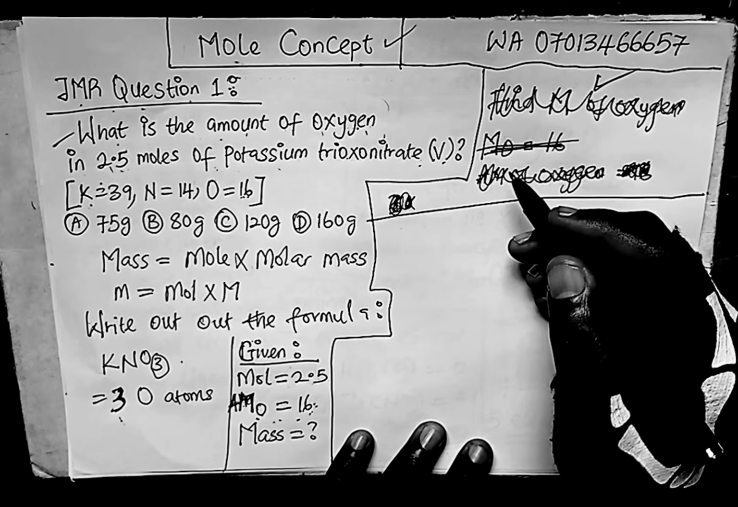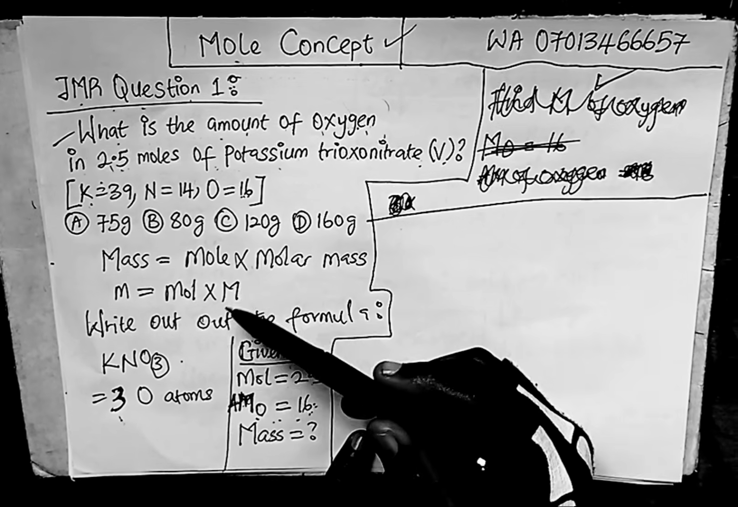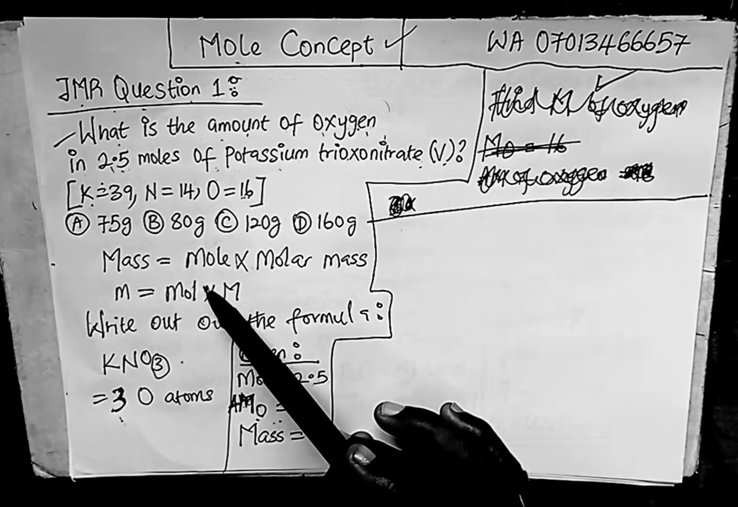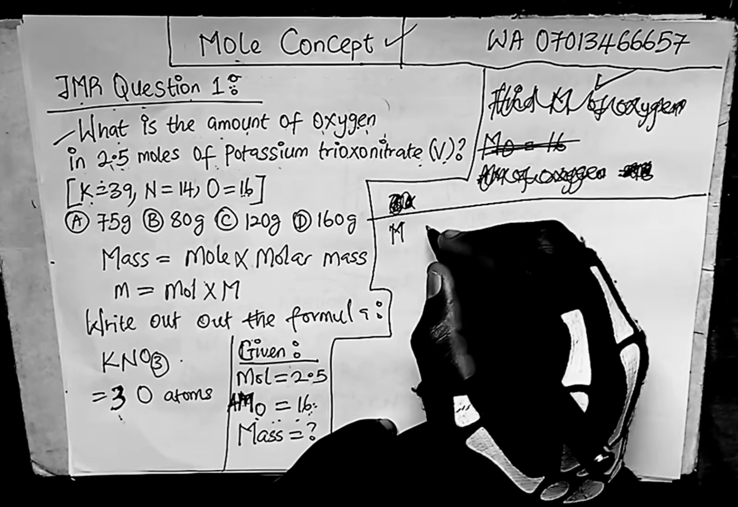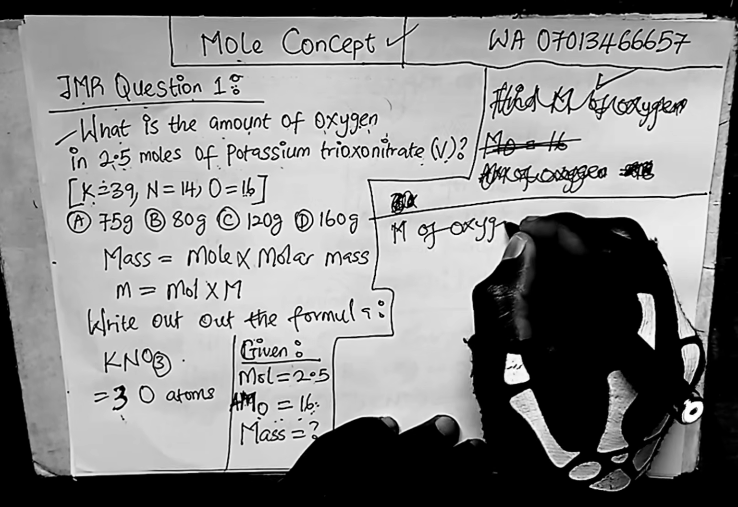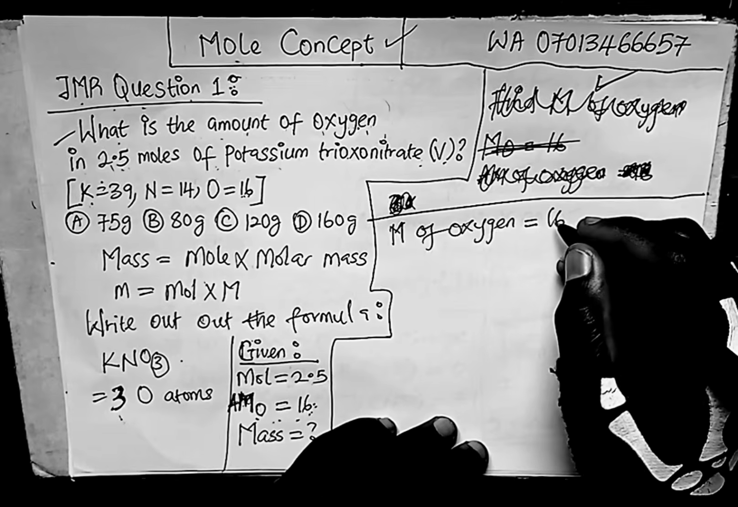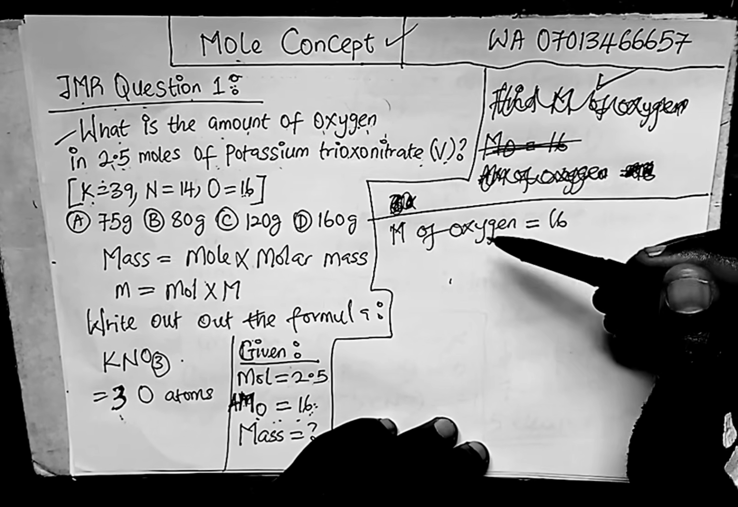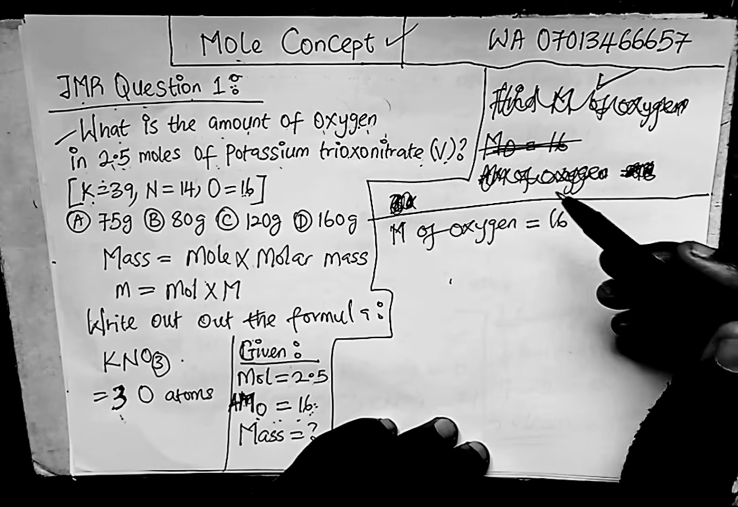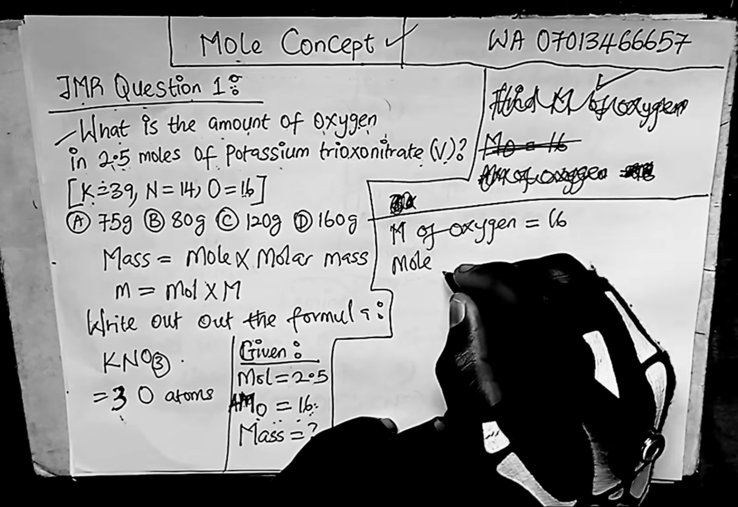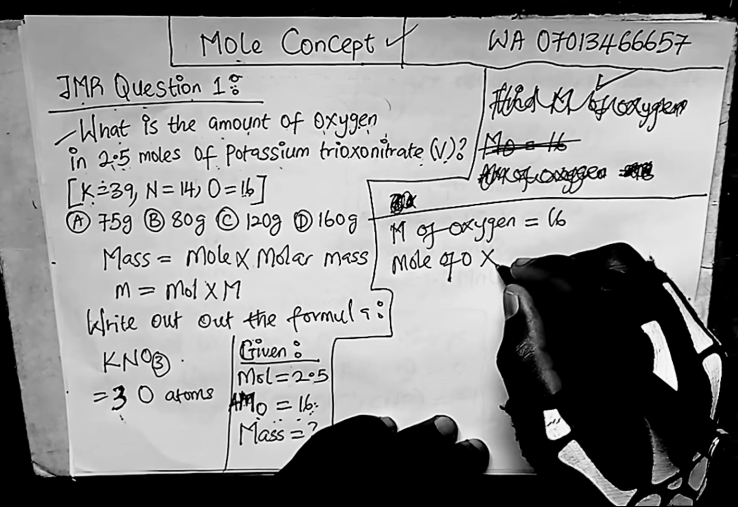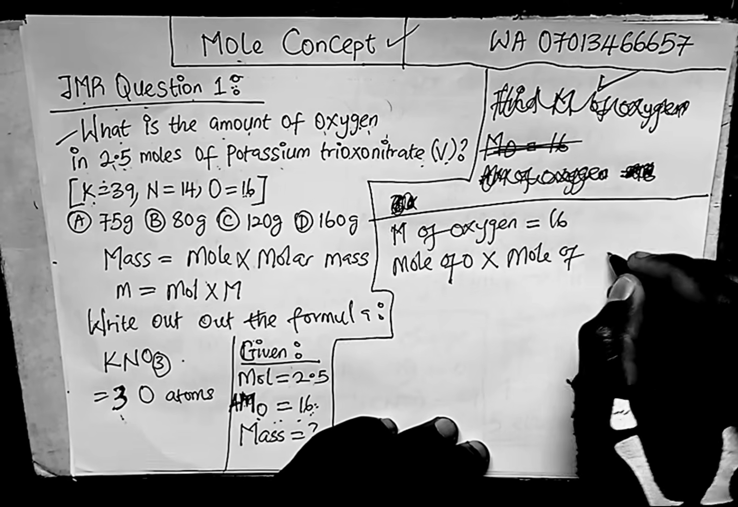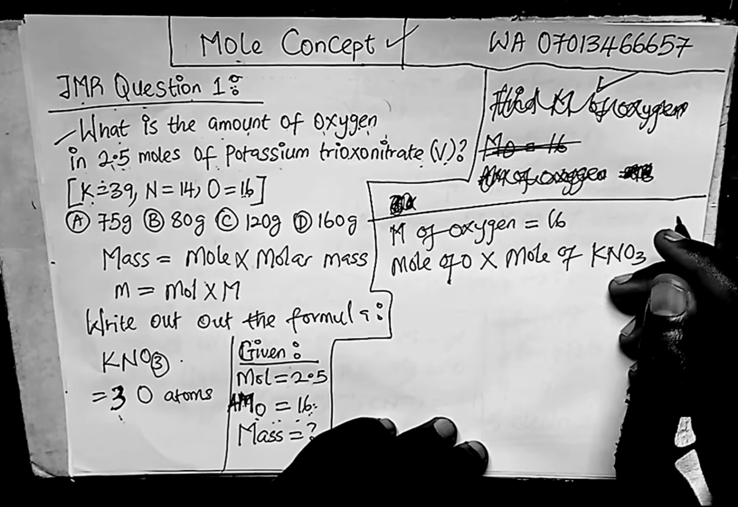So what we have to do is to find the mass of oxygen, because we want to calculate it from the mole. The molar mass of oxygen is equal to 16. So we will take the mole of oxygen times the mole of potassium trioxonitrate(V), KNO3. That's what we are going to do now.